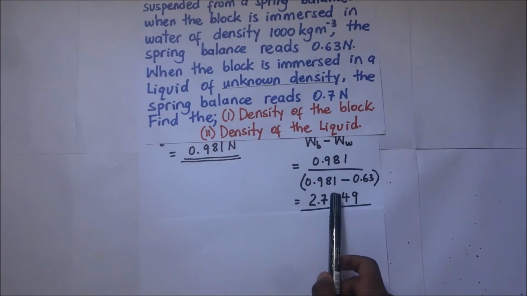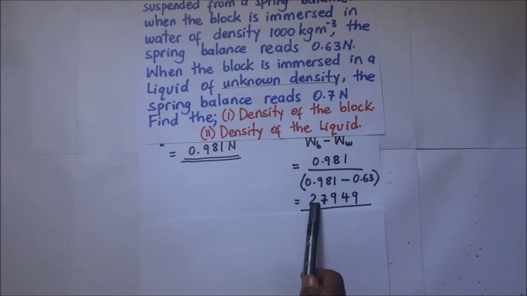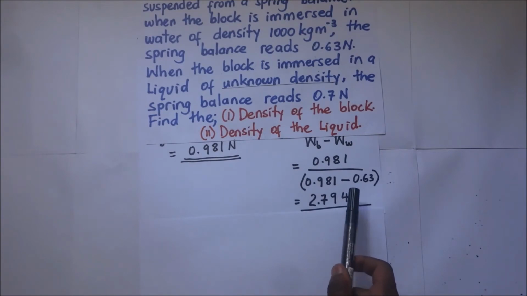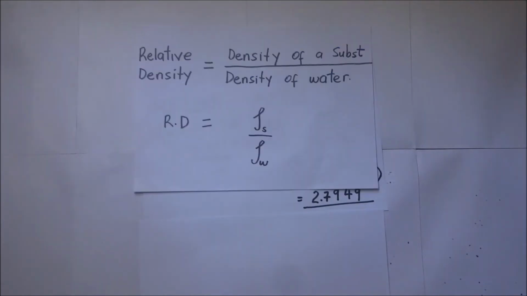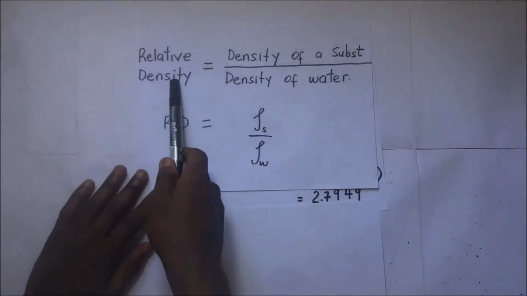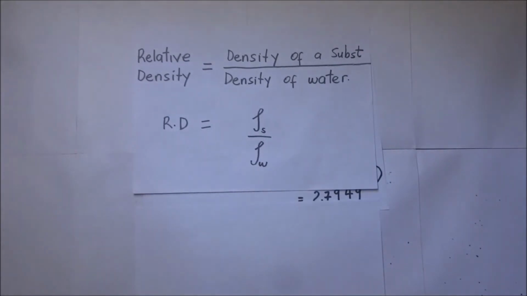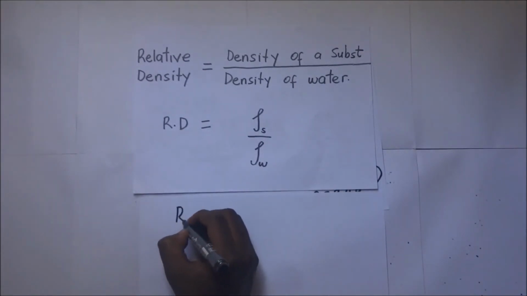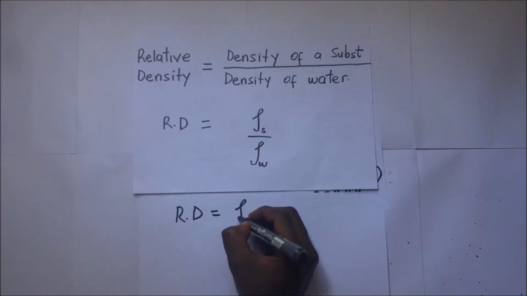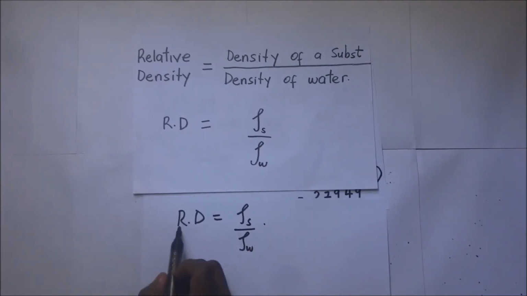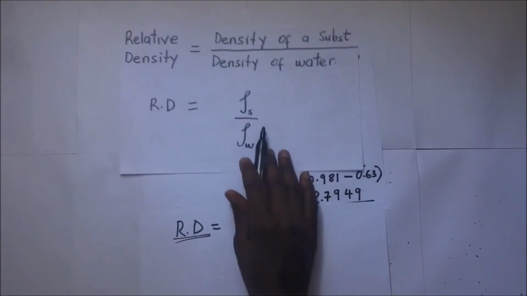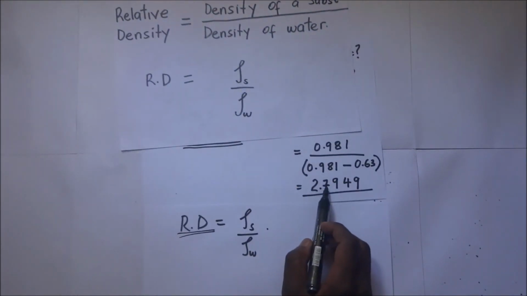So if we want to find the real density of this block, we simply get the 2.7949 and multiply that by the density of water, which is 1000. Or maybe let's get that from a formula we quoted earlier. In our previous session, we said that relative density is the density of a substance over density of water. So I'll quote that again. Relative density is given by density of a substance divided by density of water. Now we have the relative density of this block, which in this case is given by 2.7949.